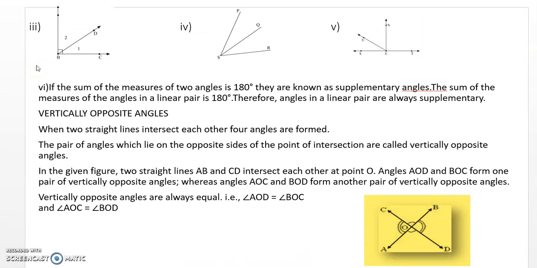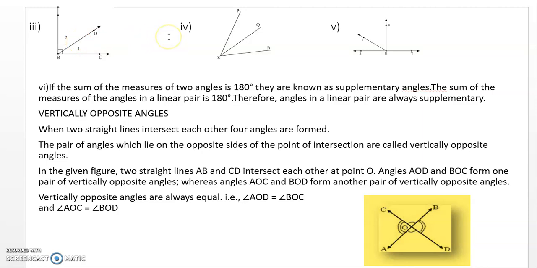Now the third one, complementary angles that do not form a linear pair. Complementary angles never form a linear pair because the sum of the measures of two angles is 90. So I have drawn one right angle and in the middle I have done the bisection. So these two angles form the complementary angles.